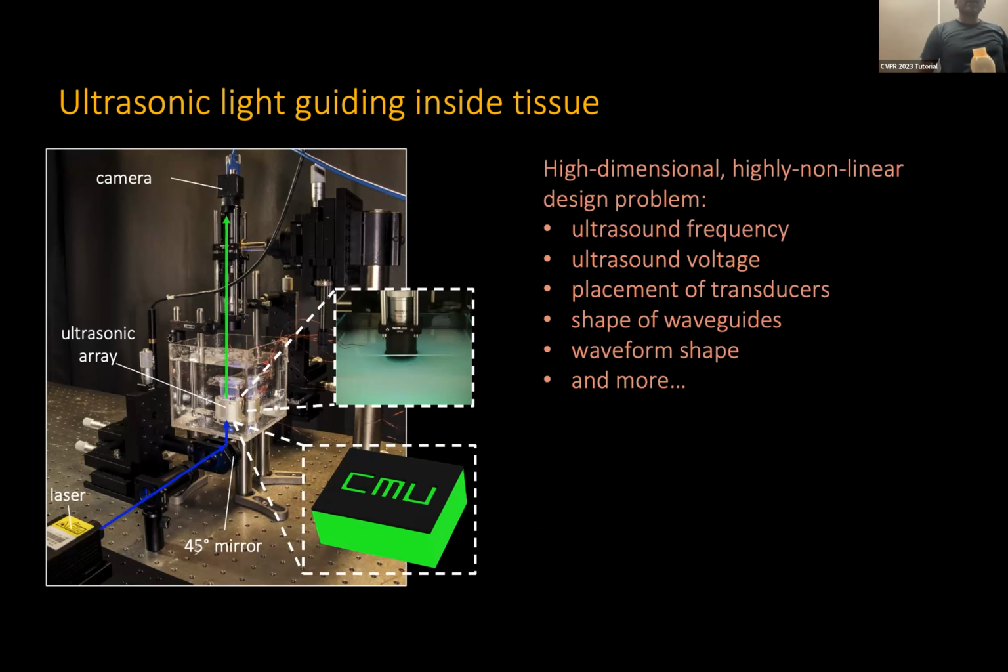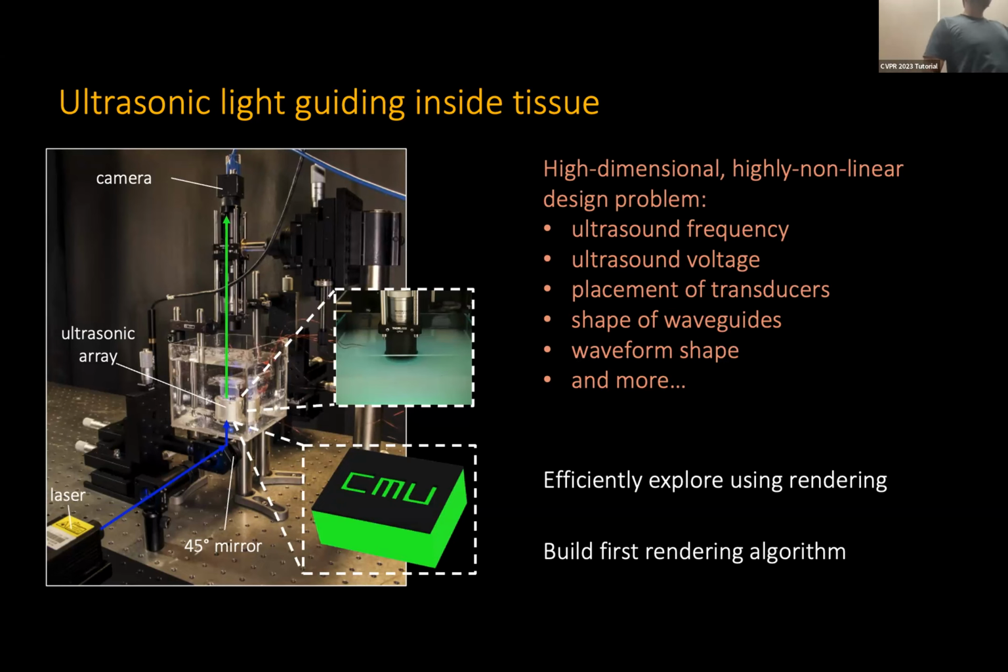Okay. Unfortunately, we have a high dimensional problem here because there are several parameters that we can tune. We can tune the ultrasound frequency, voltage, the placement of transducers, the shape of the waveguide, and the waveform that we can drive the ultrasound transducers with, and so many other parameters. So how can I do an optimal design when I have so many parameters? Well, the approach that we took in the last two chapters, the same approach we are going to take here. We are going to explore with the help of rendering. And for that, we need to build the very first rendering algorithm that handles both continuous refraction and scattering effects. Does that make sense? Setting of the problem?